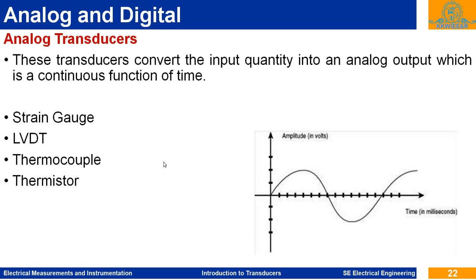Here, strain gauge, LVDT, thermocouple, and RTD are the devices which give the continuous output, as do the measurement of speed, acceleration, and flow. The output of these devices is continuous, so they are called analog transducers.